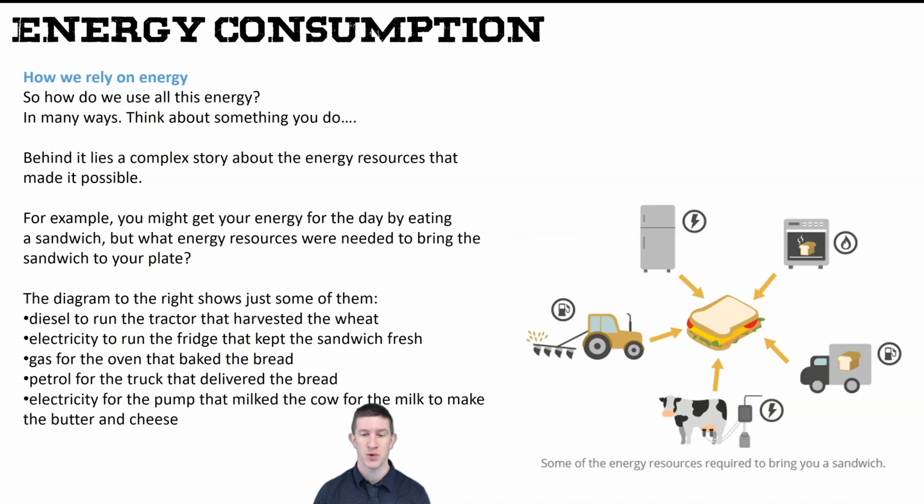electricity for the pump that milked the cow, for the milk to make the butter and the cheese. So when you think about the simplest thing as a sandwich, there's a huge amount of different energy and processes and things that went into it just to make that one thing. So it's a very energy intensive process when you look at its origin and how it came to be.